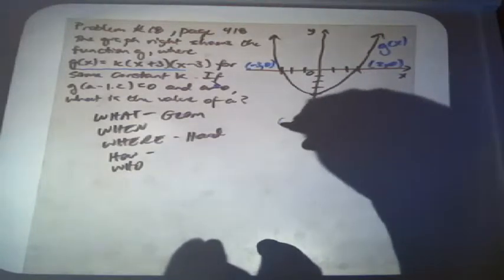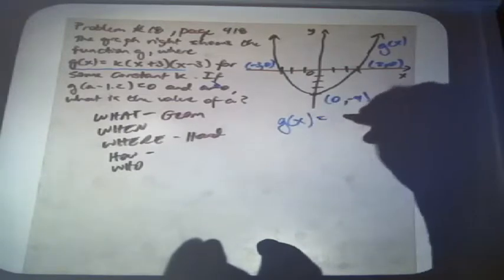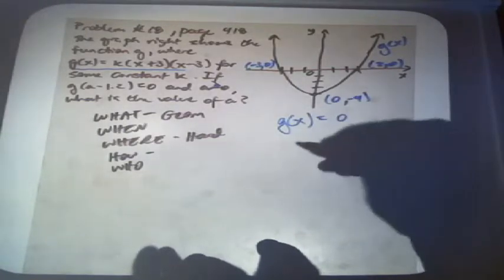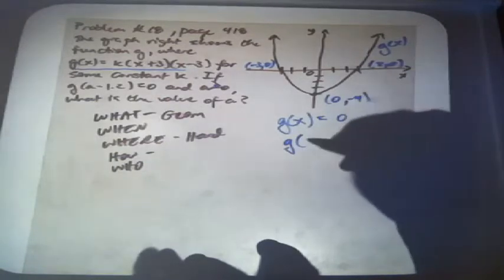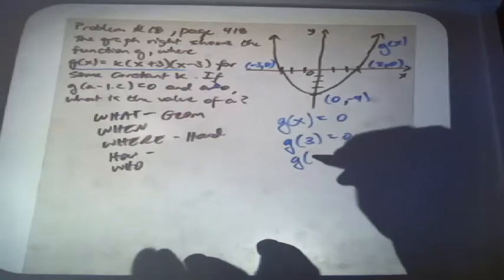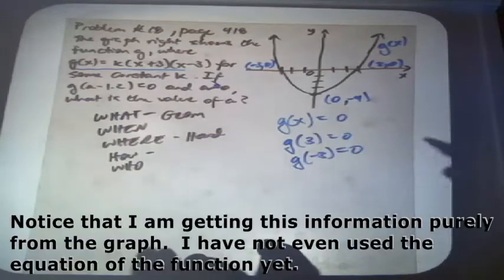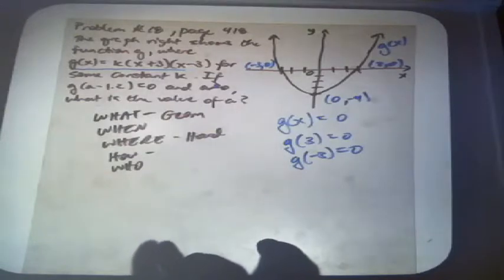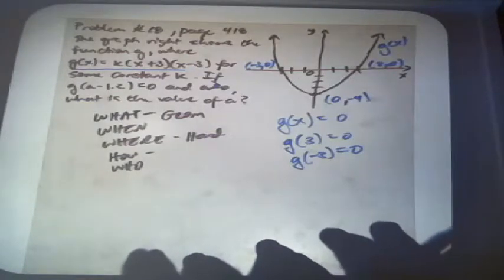So we know that g of x equals 0 when, this is important, when x is either 3 or when x is negative 3, right? Because where the function is 0, that just represents our x-intercepts, and we're able to find our x-intercepts based on the fact that this diagram is drawn to scale.